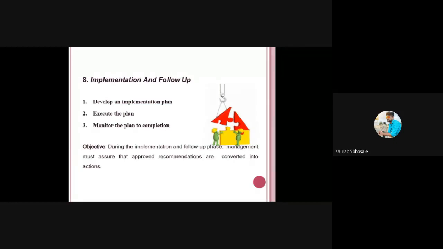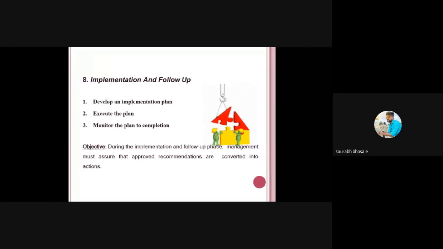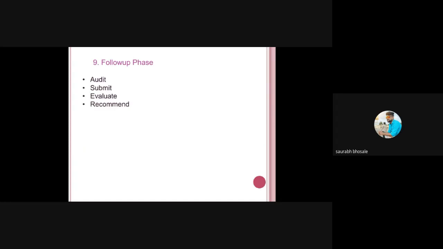So in the implementation stage, first of all, we need to develop the implementation plan, or action plan. Then we have to execute that plan and monitor that particular plan to completion. Okay, so this is the implementation stage, and the last one is the follow-up phase. Here we have merged those two stages, implementation and follow-up, but these two stages are different. Implementation is nothing but creating the plan, applying that particular plan and monitoring the plan to completion.